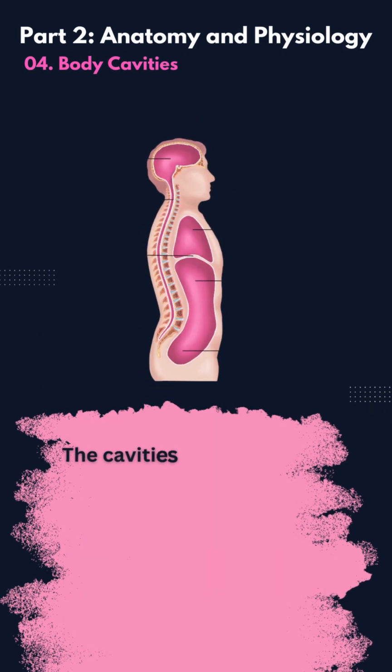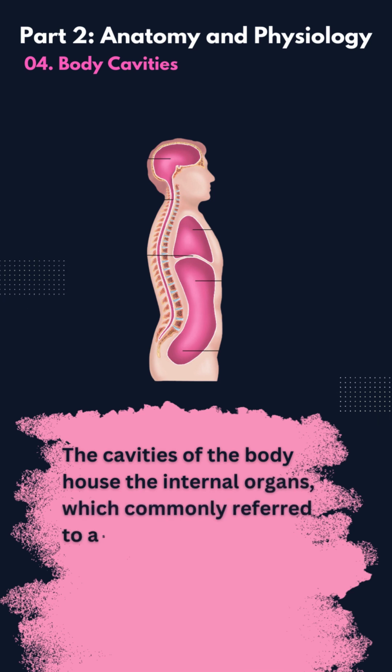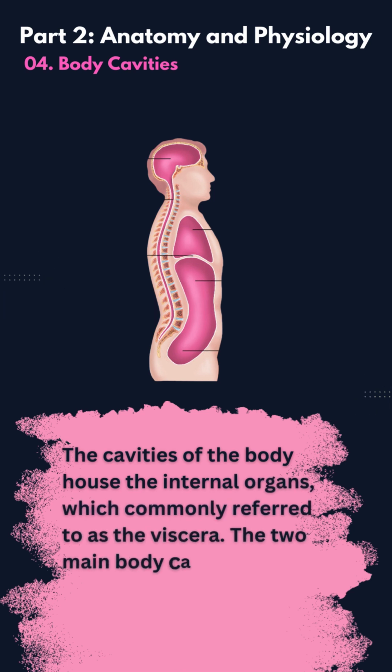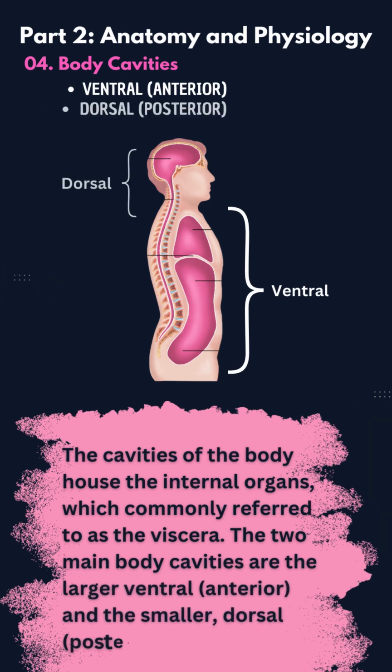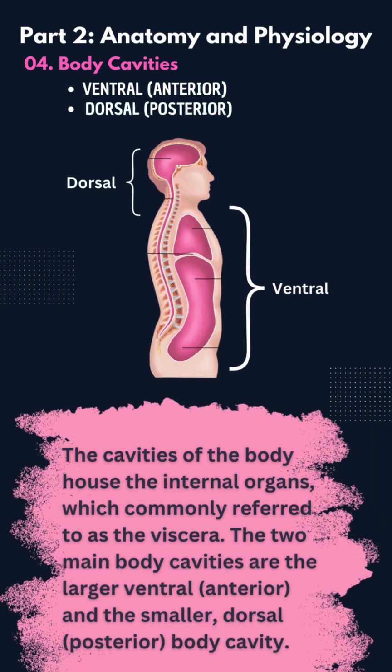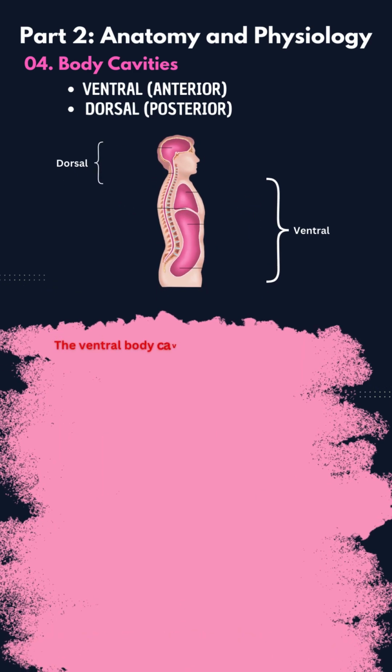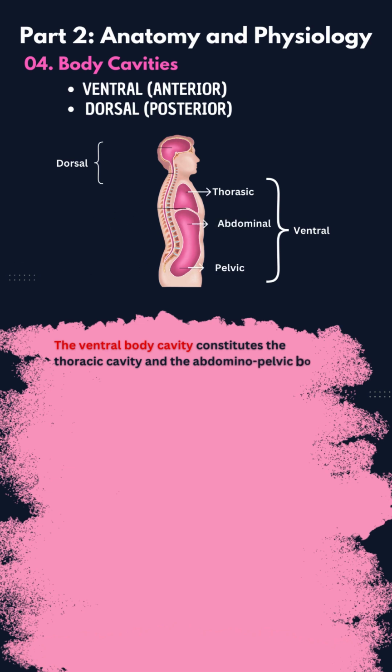The cavities of the body house the internal organs, which are commonly referred to as the viscera. The 2 main body cavities are the larger ventral, anterior, and the smaller dorsal, posterior, body cavity. The ventral body cavity constitutes the thoracic cavity and the abdominopelvic body cavity. The thoracic cavity houses lungs and heart.